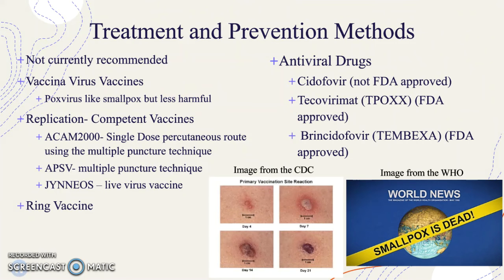Okay, so there are multiple prevention methods. There are some antiviral drugs. Some are FDA approved and some are not. People are not currently recommending this vaccine because it's an eradicated disease, so it's not necessary. There are a couple of replication-competent vaccines and then a ring vaccine. This kind of gives you a site reaction of what would happen. But if you ask your parents, they still have the scar from this vaccine, which is kind of cool. And then it's a really good picture from the World News when it was eradicated in 1980.